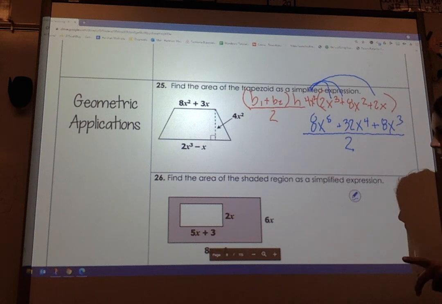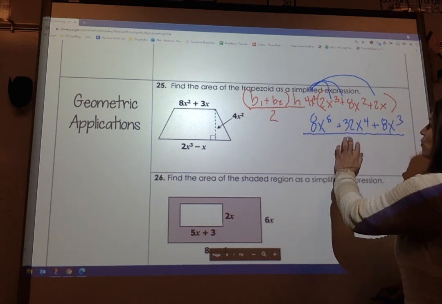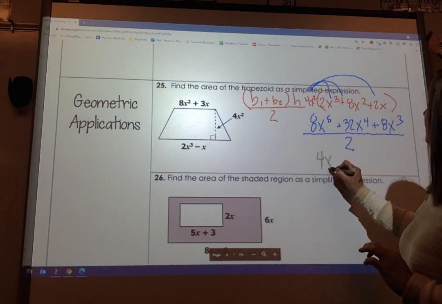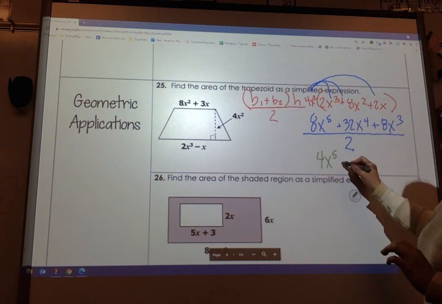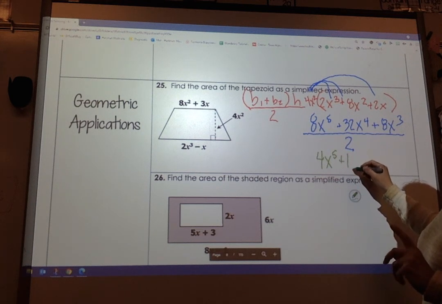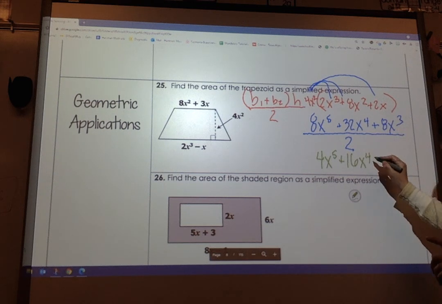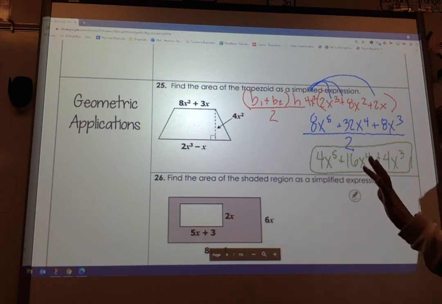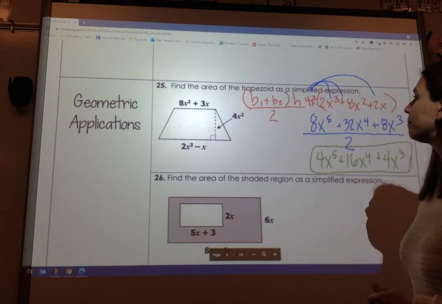Now, here's the deal. When you're dividing it by 2, you're dividing each individual piece by 2. So what happens is you get 4x to the fifth, because you're dividing here. 32 divided by 2 is 16x to the fourth. And when I divide here, I get plus 4x to the third. So that would be my final answer. So formula is the same, a little different when we divide by 2 on the bottom.